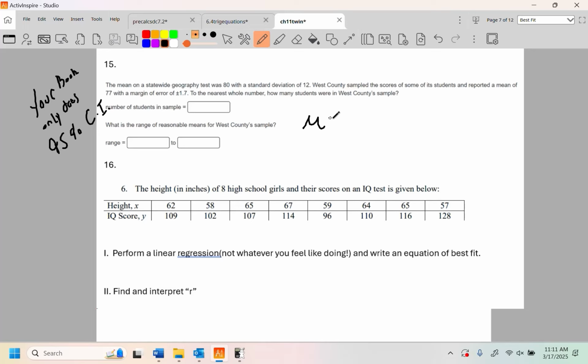So your book has a formula for margin of error. It is plus or minus 2 sigma over root n, and you have to memorize this. I am not giving it to you. It has to be memorized. So anyways, the margin of error is 1.7, and it will equal, and I don't actually need a plus or minus here, 2 sigma, so 2 times 12 over the root of n, which is unknown.